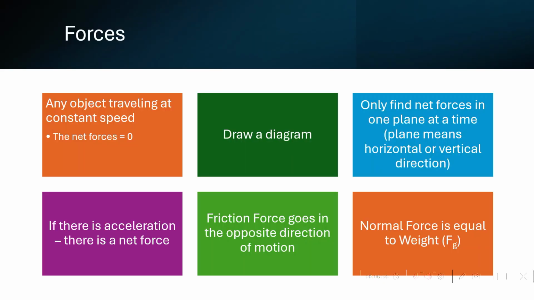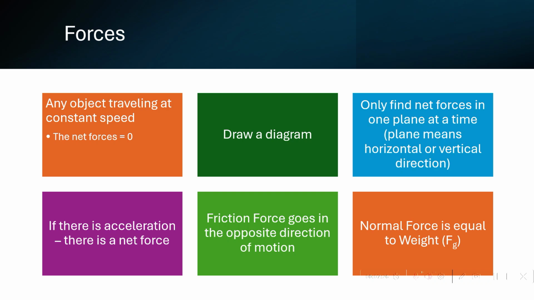Okay, some information when you're dealing with forces, okay? Any object traveling at constant speed, the net forces are equal to 0, okay? Helpful hint is to draw a diagram to see what is going on in the x direction, the horizontal direction, and what is going on in the y direction. Only find net forces in one plane at a time. So plane means horizontal or vertical direction. We only do them one plane at a time.